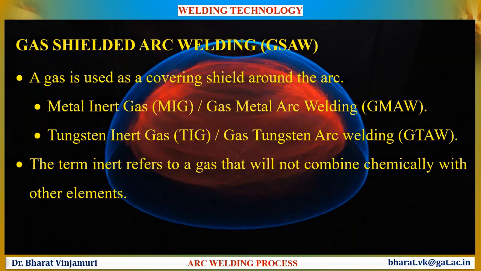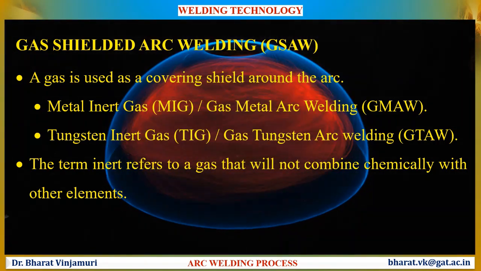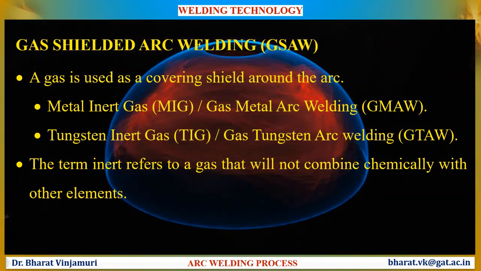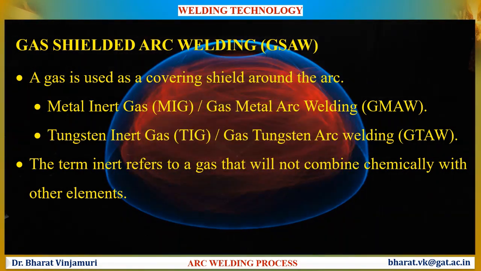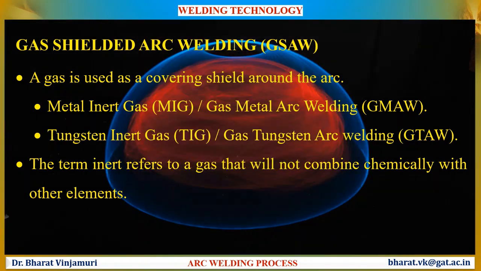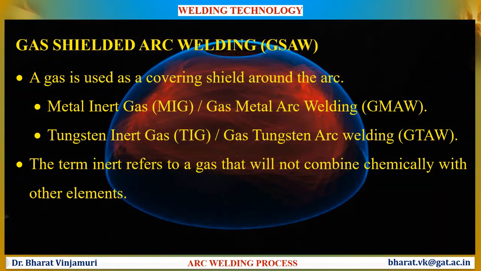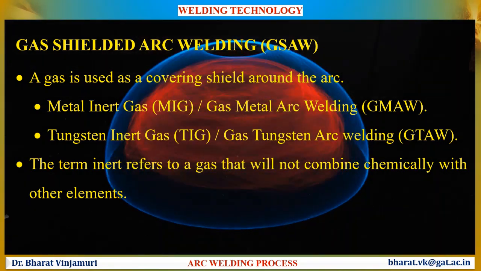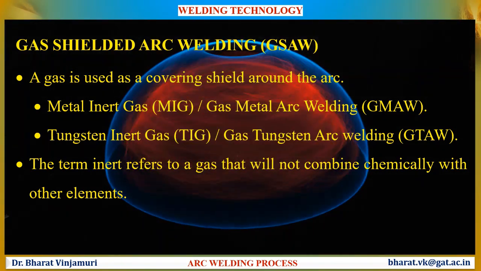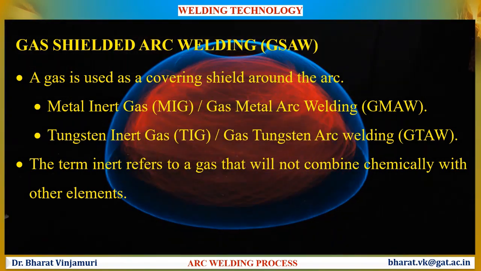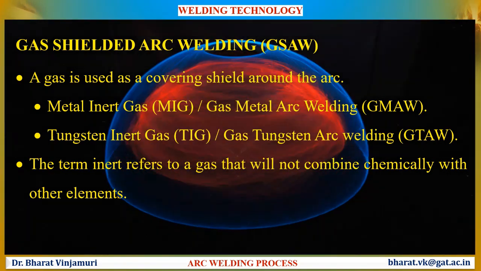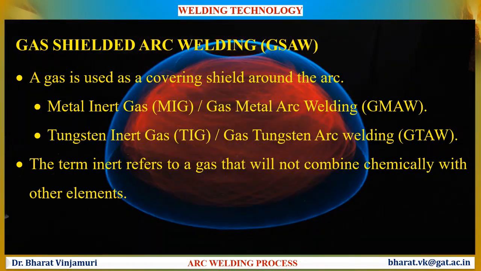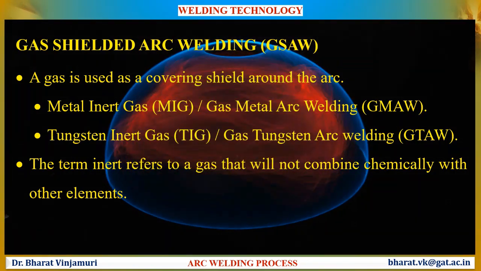In the previous sessions, we have studied the submerged arc welding process as well as the shielded metal arc welding process. In submerged arc welding, the weld zone is protected by a flux. In shielded metal arc welding, the weld zone is protected by gas formed due to burnout of the flux coating on the electrodes. In this process, gas shielded arc welding, a gas is used exclusively for protecting the weld zone from the atmosphere.